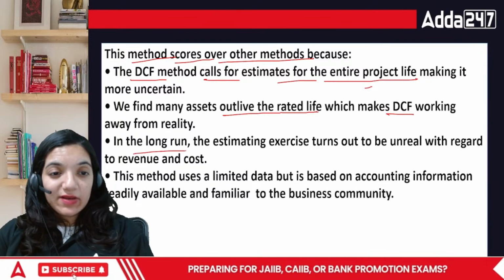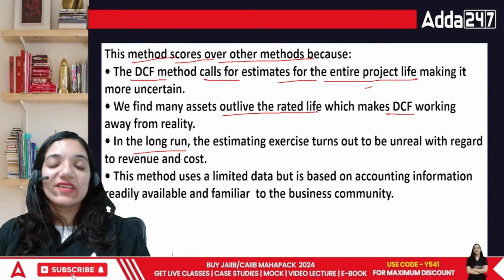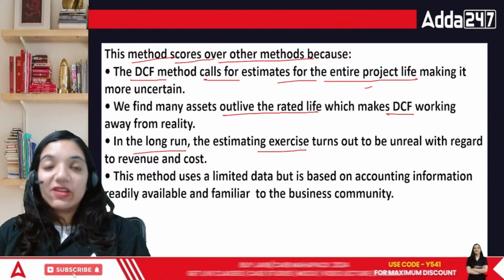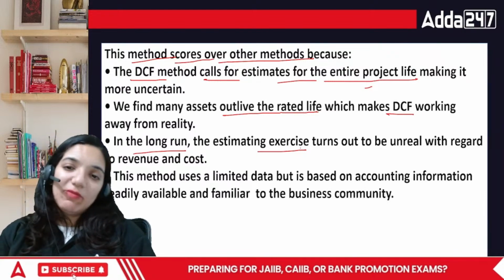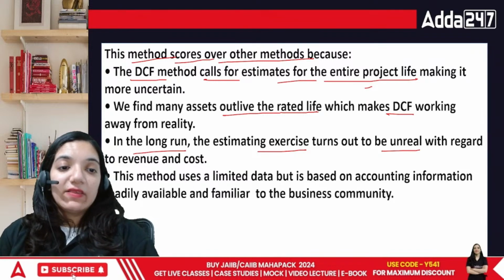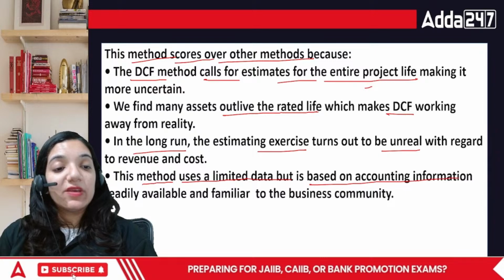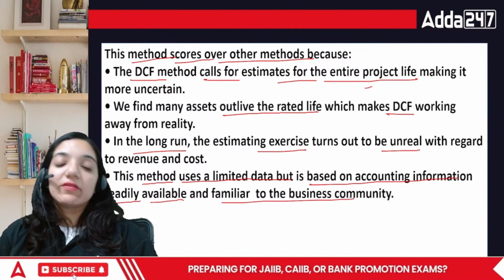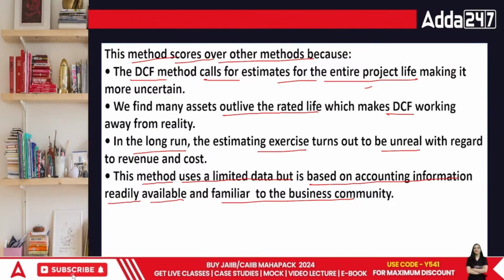This is better than the discounted one even. In the longer run, in the books of accounts, if you see good money, then only we can say so. The estimating of money is basically just calculating it, that maybe this would be the money, maybe this won't be the money. This can turn out to be unreal. And this method uses limited data but is based on accounting information readily available and familiar to the business community. Done, everyone?